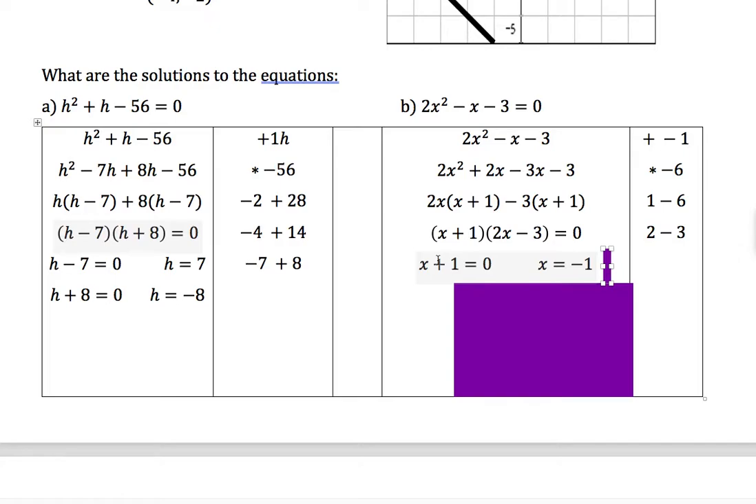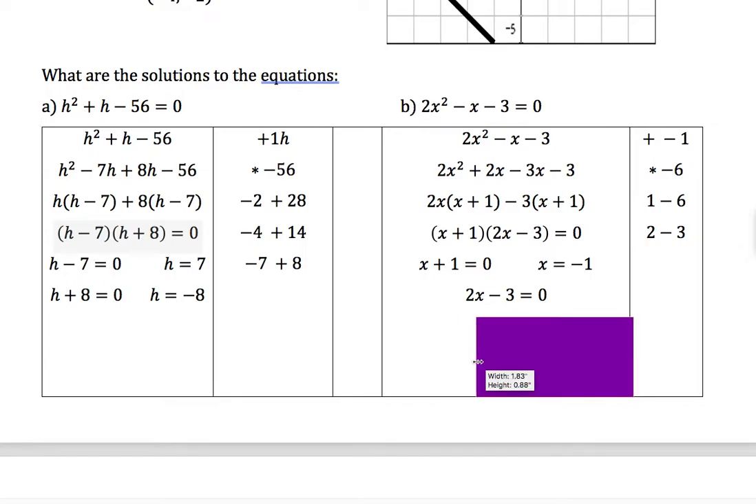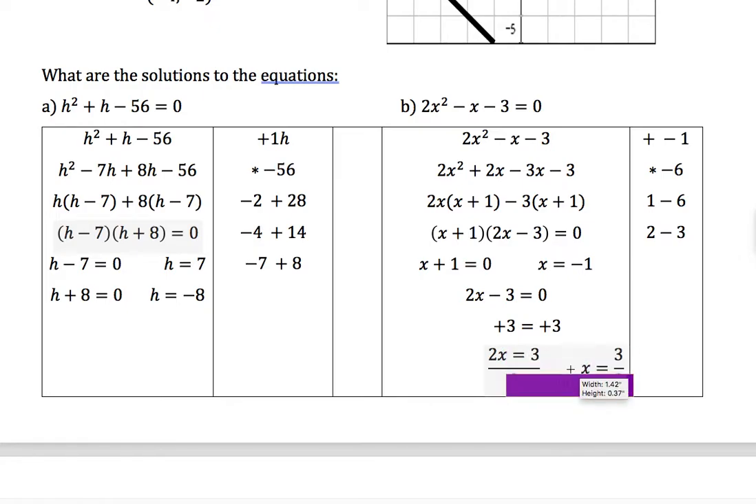All right, so we set the first factor equal to 0. The x plus 1 is equal to 0. We end up solving for x, and we get x is equal to -1. And then when we set the second factor equal to 0, the 2x minus 3, we do need to go ahead and do the steps to solving this. So we will add 3 to both sides. And then once we do that, we'll be left with 2x is equal to 3. And then we divide both sides by 2. And we'll get x is equal to 3 over 2.